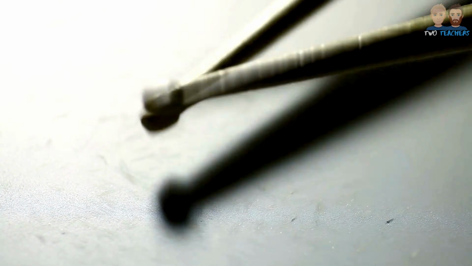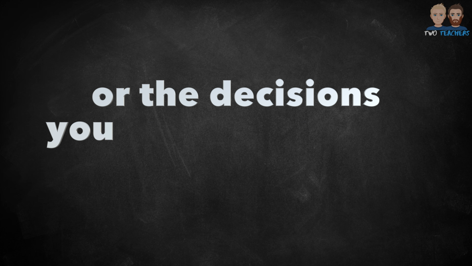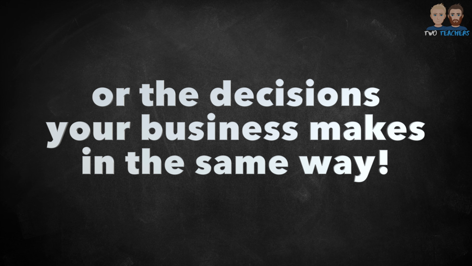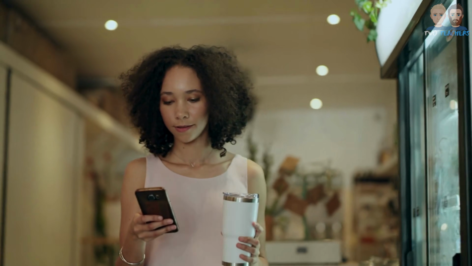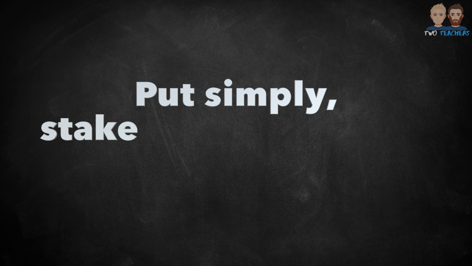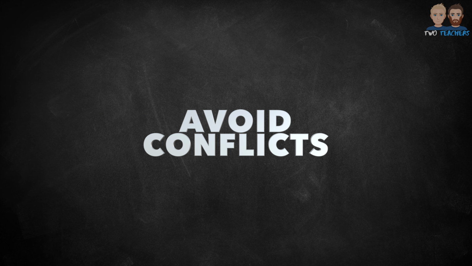Here's why this is super important. Not everyone cares about your project or the decisions your business makes in the same way. Some people are all in, like your investors, while others just want to stay in the loop. Put simply, stakeholder mapping helps you to prioritize, communicate, and avoid conflicts.